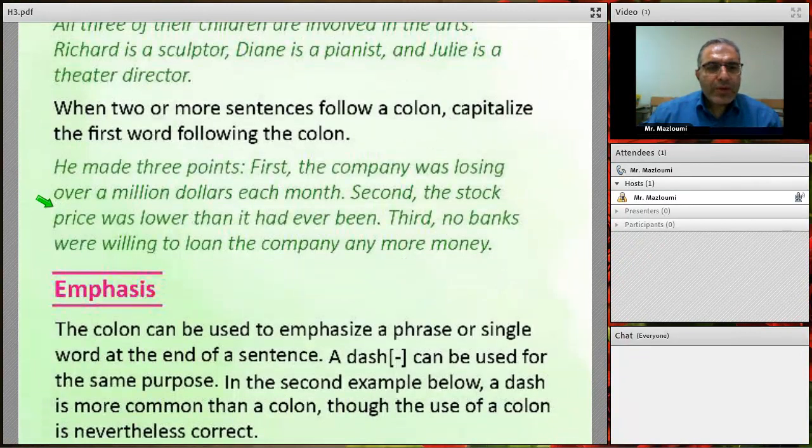Well, when 2 or more sentences follow a colon, capitalize the first word following the colon. So, everyone, if you use 2 or more sentences after a colon, remember to capitalize the first word after the colon. Okay? Check out the example. He made 3 points. First, the company was losing over $1 million each month. Second, the stock price was lower than it had ever been. Third, no banks were willing to loan the company any more money.